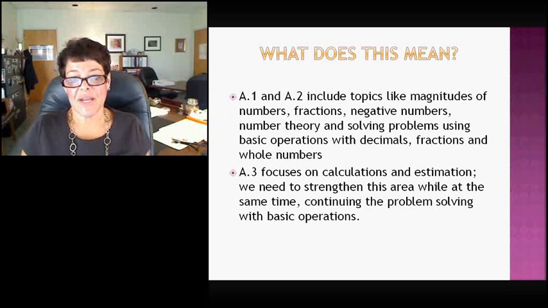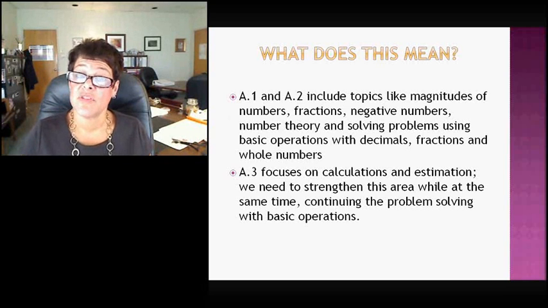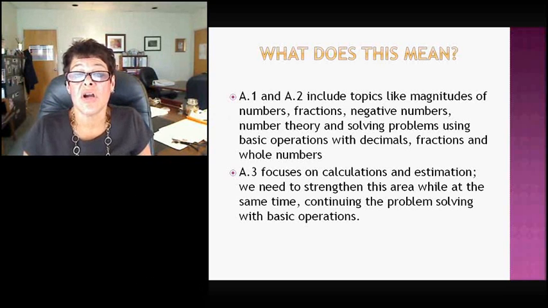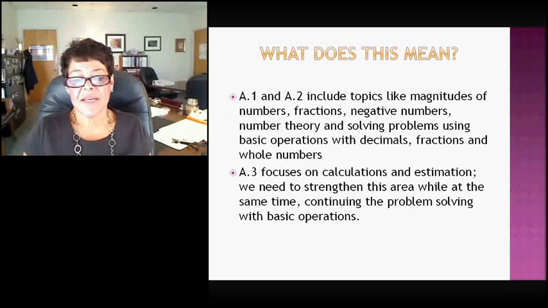So what does this mean? Well, anchors A1 and A2 include topics like magnitudes of numbers, fractions, negative numbers, number theory, solving problems with basic operations, decimals, fractions, and whole numbers. So that's where we saw some of those increases, and that's where our scores are the highest in 4 years. The one that dipped slightly was A3, and that's the focus on calculations and estimations. So that's an area for us to strengthen.